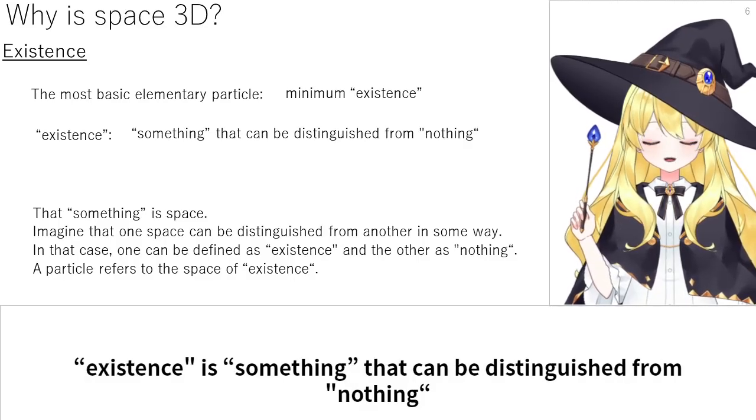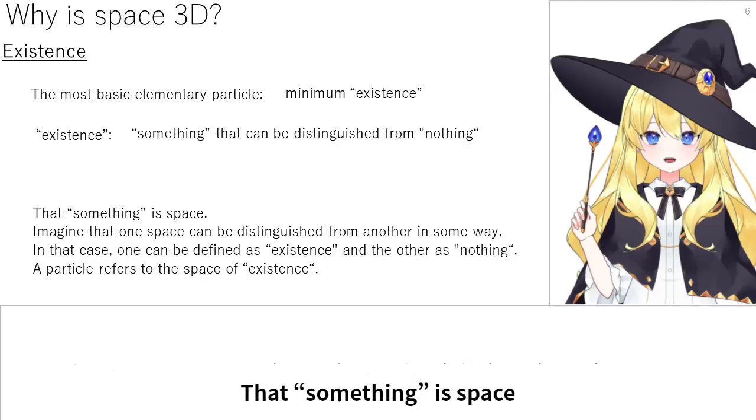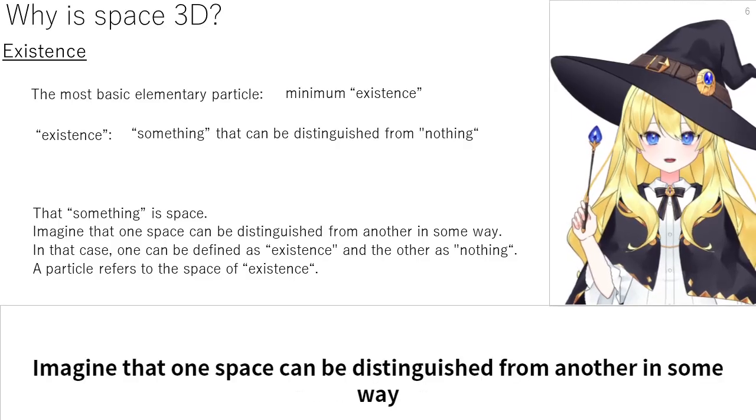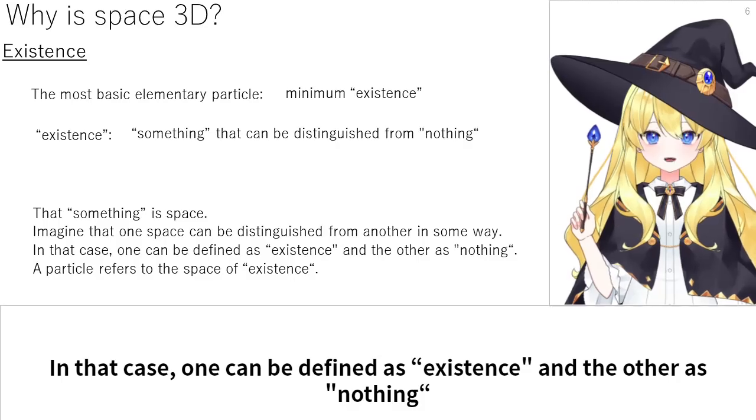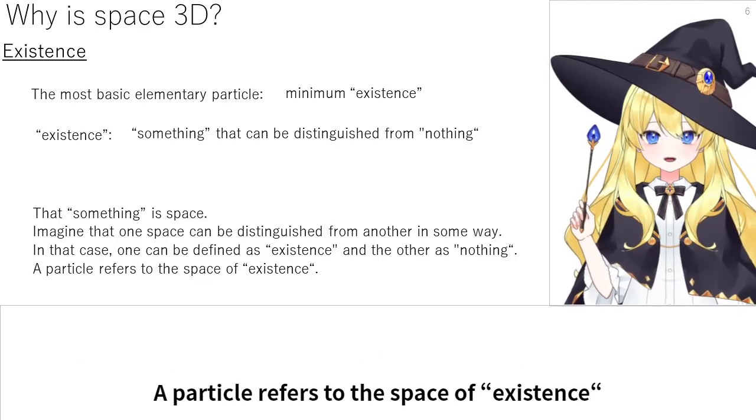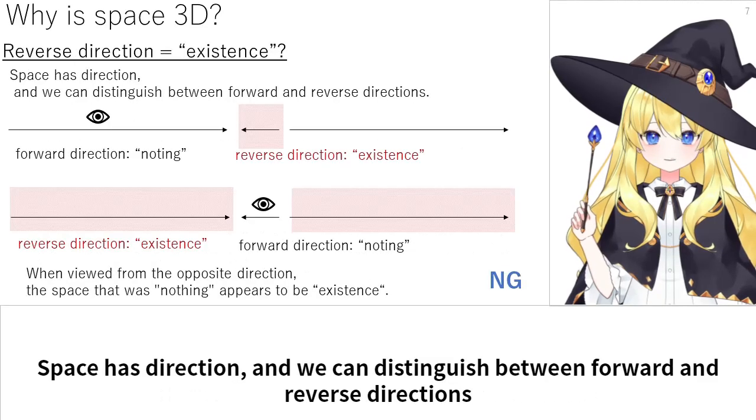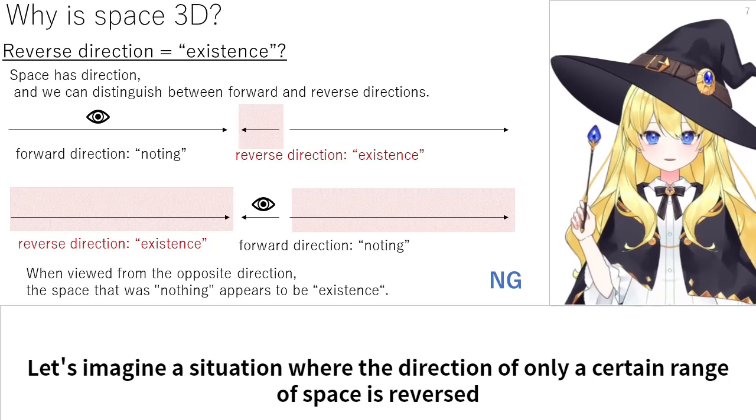Existence is something that can be distinguished from nothing. That something is space. Imagine that one space can be distinguished from another in some way. In that case, one can be defined as existence, and the other as nothing. A particle refers to the space of existence. Space has direction, and we can distinguish between forward and reverse directions.